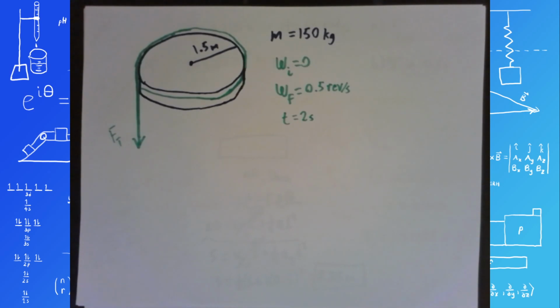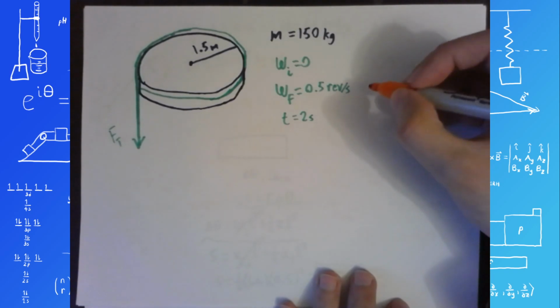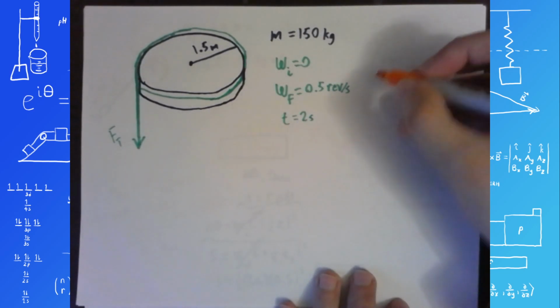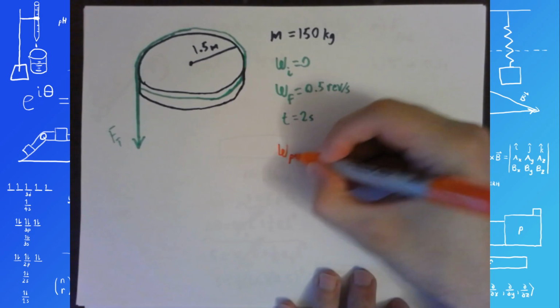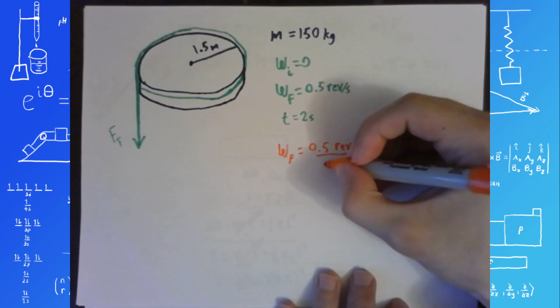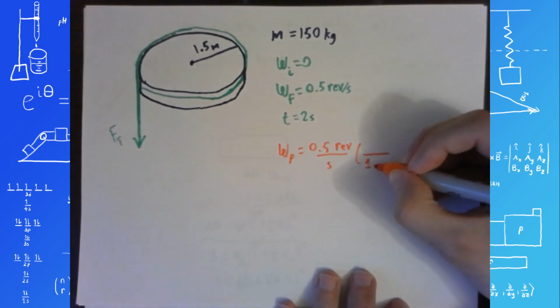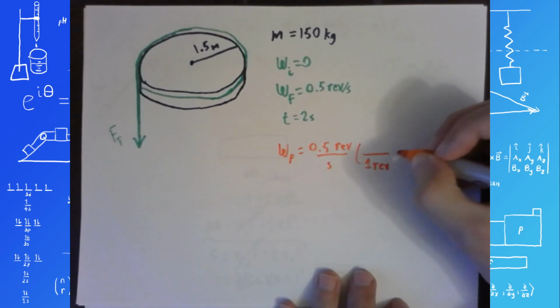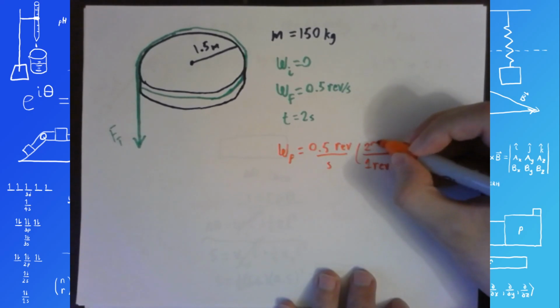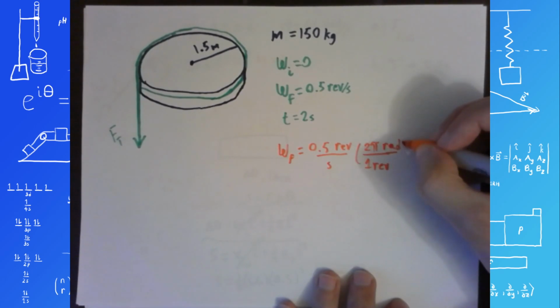All right, first off, what I want to do is convert my revolutions per second to radians per second, because most of my equations only work in radians. So I'm going to take omega final over here equals 0.5 revolutions for every 1 second, and I'm going to convert every 1 revolution, every 1 full rotation, is equal to 2 pi radians, which is the equivalent of 360 degrees.